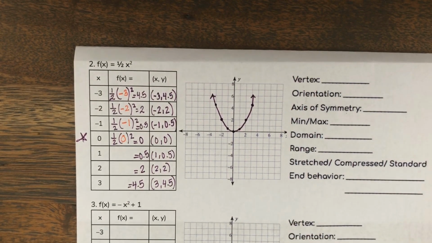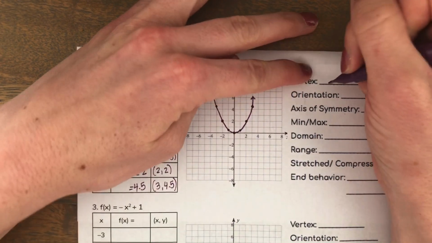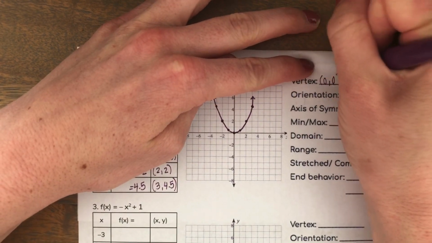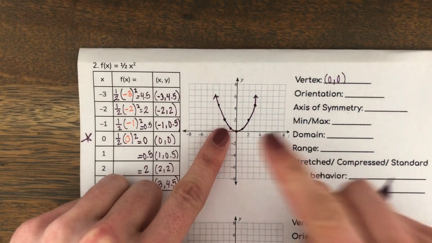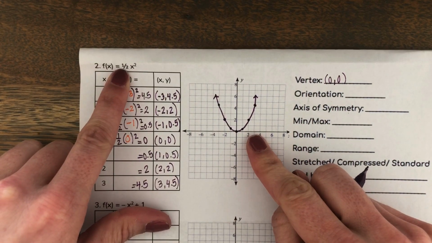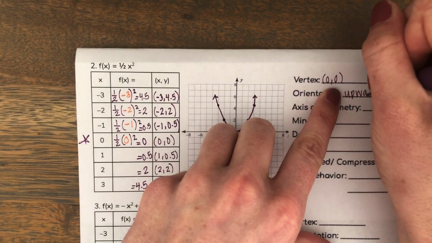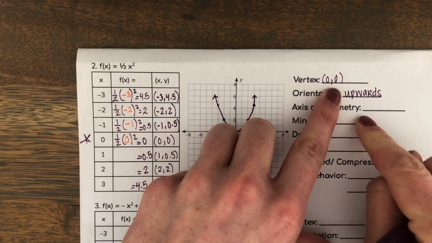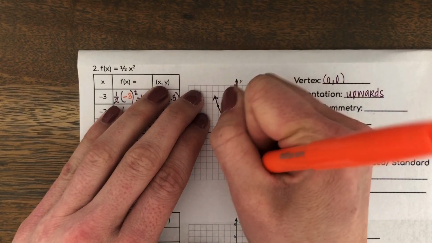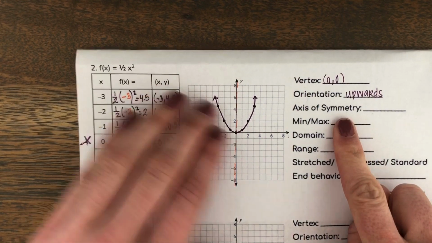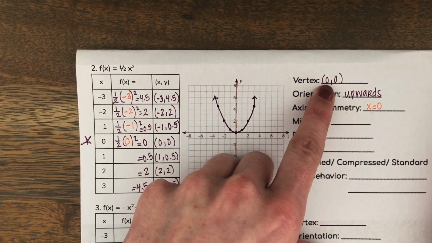So then you answer these questions again. So remember your vertex is always that center point. So in this case, it'd just be 0, 0. Orientation, is it going up or down? Again, since your a value was positive, that's why it's upwards. Axis of symmetry, that's that line in the very, very middle. And that's always gonna be the x value of your vertex. So it'll just be x equals 0 because that's your x value.